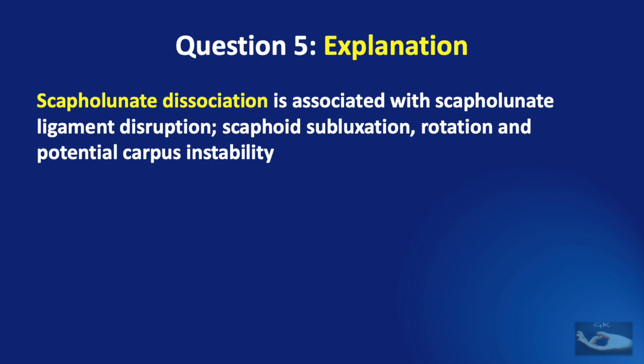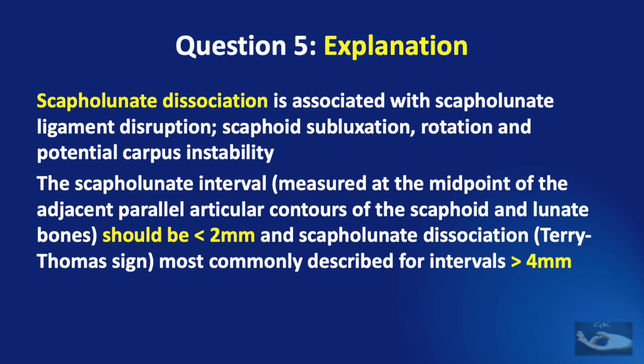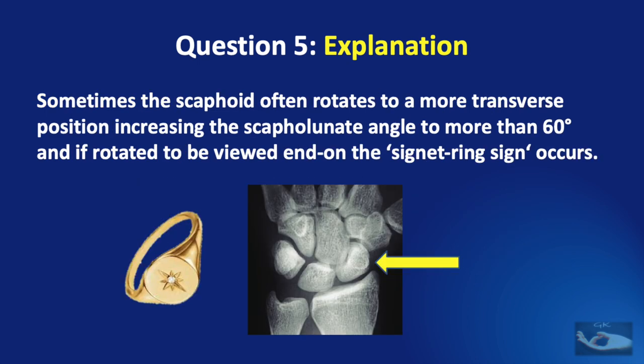The scapholunate dissociation that this sign represents is associated with scapholunate ligament disruption and may be associated with scaphoid subluxation, rotation, and potential carpus instability. And the normal scapholunate interval, that is measured at the midpoint of the adjacent parallel articular contours of the scaphoid and the lunate bones, should be less than 2 mm, and scapholunate dissociation, or what we have seen as the Terry Thomas sign, is most commonly described for intervals more than 4 mm. Sometimes the scaphoid rotates to a more transverse position, indicating the scapholunate angle to be more than 60 degrees.